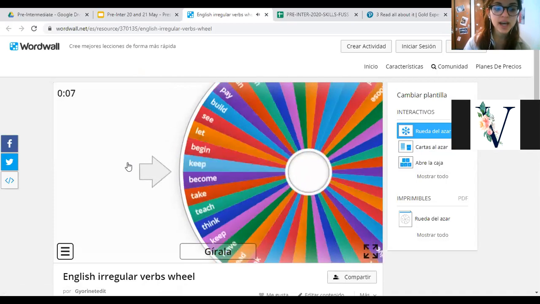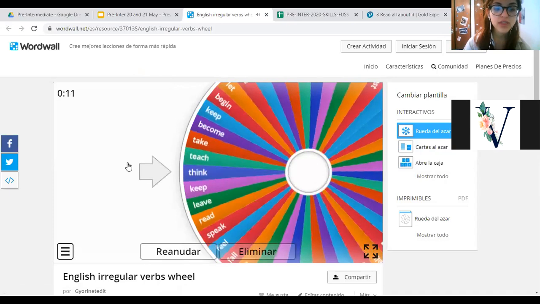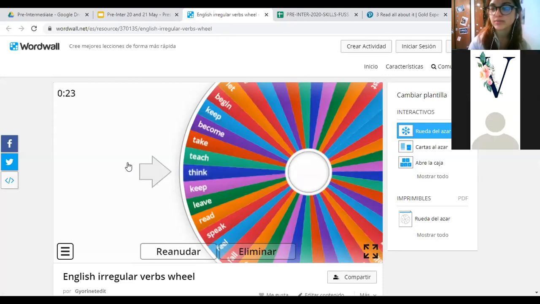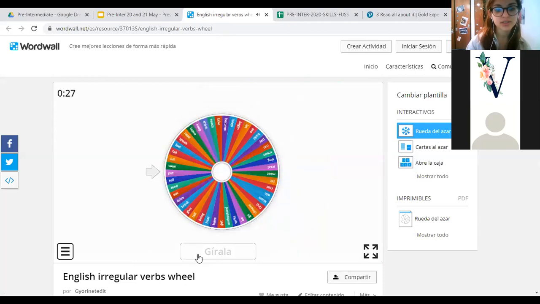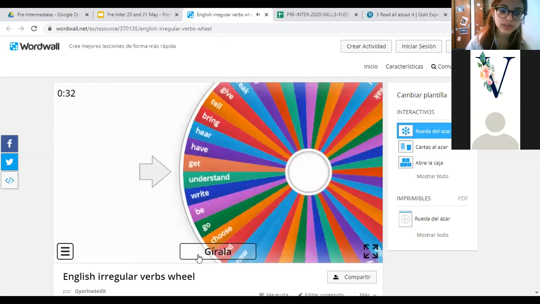Let's see, we have the verb think. Who remembers the past tense of think? Thought. Good. And what does it mean? What is to think something? Pensar. Very good. Let's see another one.